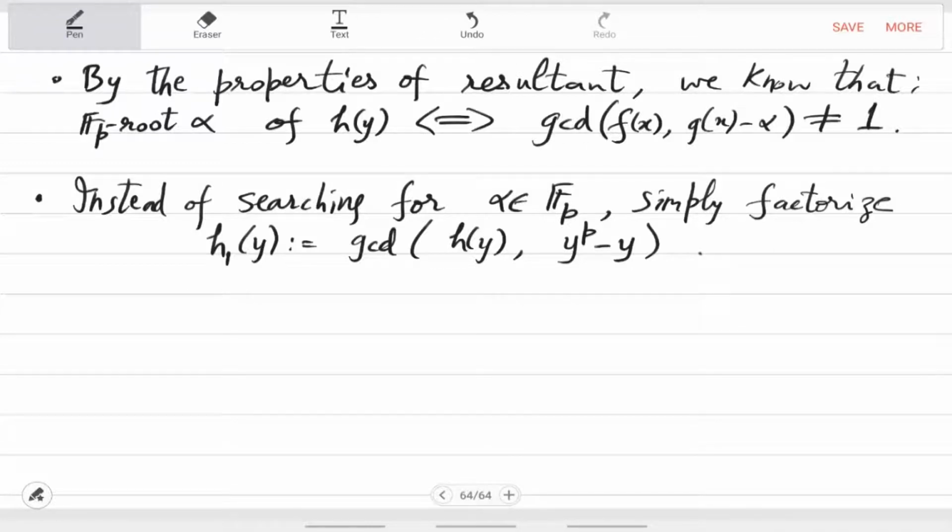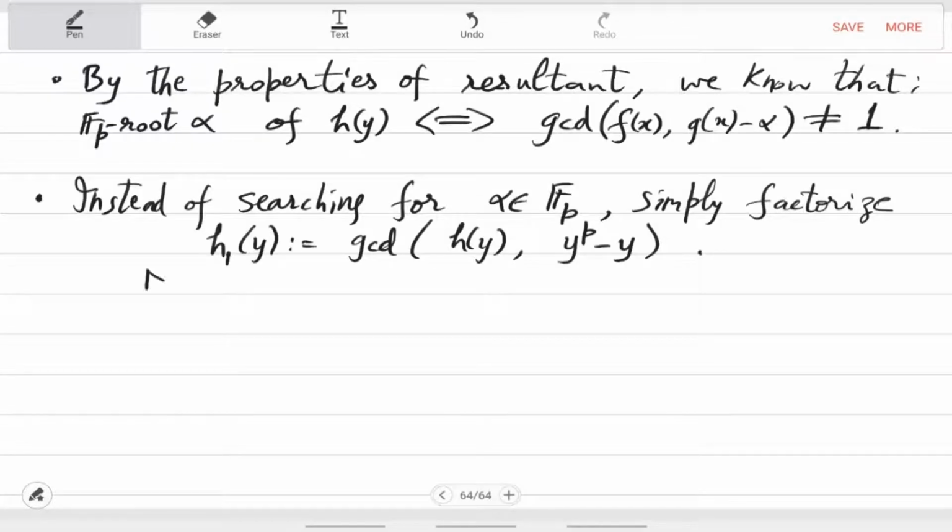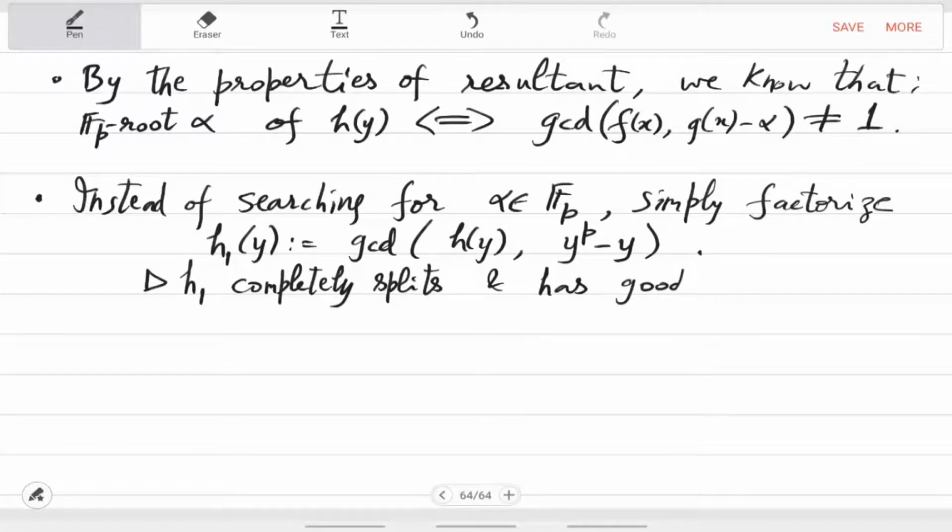Call this H1. So now H1 only has roots. Okay, it doesn't have any other irreducible factor. So on this H1 you apply your subroutine. H1 completely splits and has good alpha as roots.